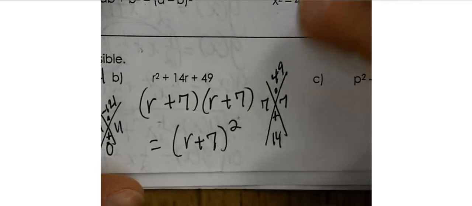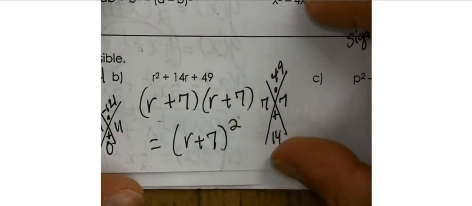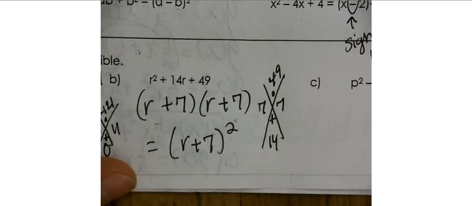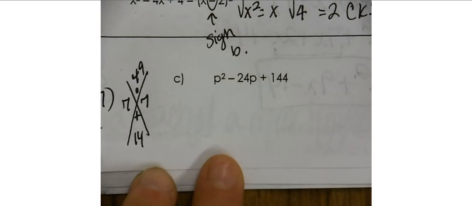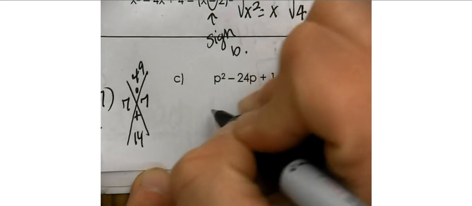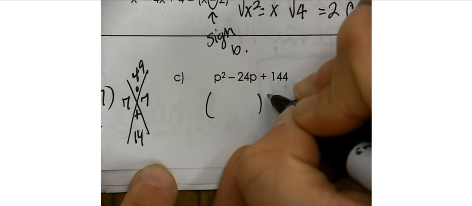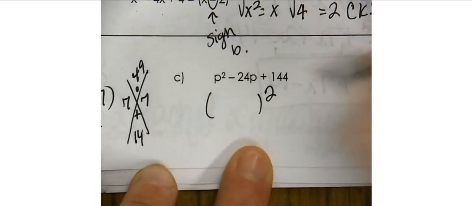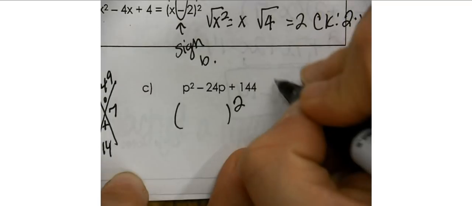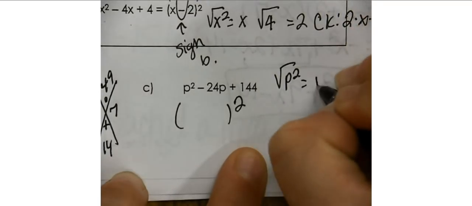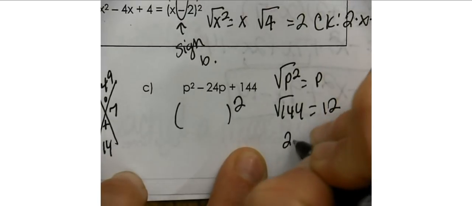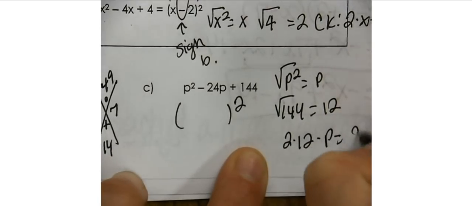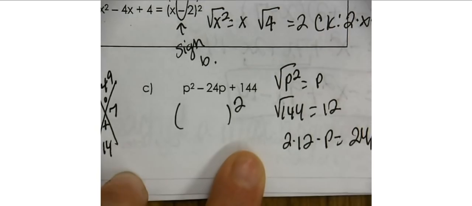But while you're learning these types of problems, if you need to go about it using that structure, you're more than welcome to. Let's go ahead and look at letter C. For letter C, this is a perfect square trinomial. So what you would simply do is recognize that this is a perfect square trinomial by saying the square root of p squared is equal to p. The square root of 144 is equal to 12. And I know that 2 times 12 times p is equal to 24p. Cool, that's my center. My center is a minus, so my answer is p minus 12.